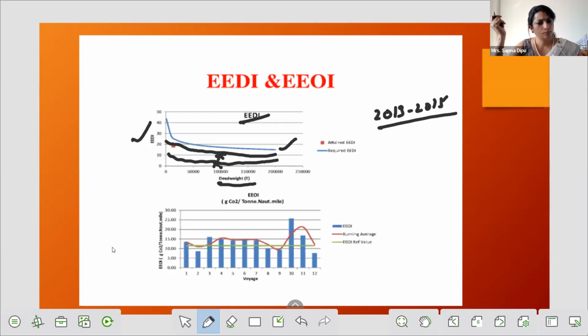Now coming to EEOI operation, you can have the data for every voyage. You can calculate your EEOI. And then the shipping company will decide the KPI, the key performance indicator, to achieve in maybe the next month's target. They always fix it lesser than what they achieved in the last month. So this is part of EEOI.